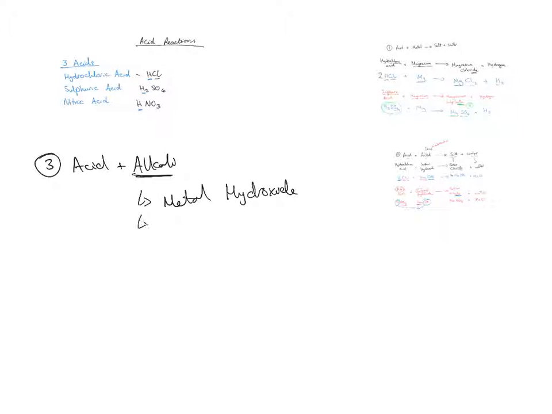Now a base is very similar, but most of the time they are insoluble in water. And so instead of using an alkali which is soluble in water, I could use a base which is a metal oxide. For example, calcium oxide is a base, and it will react just like an alkali would, because it's acid. Add calcium oxide would form a salt and water.